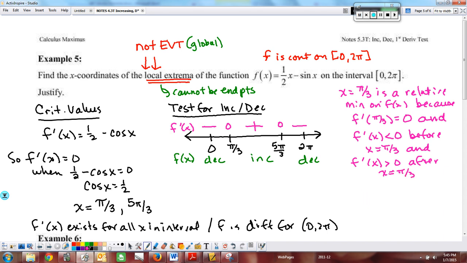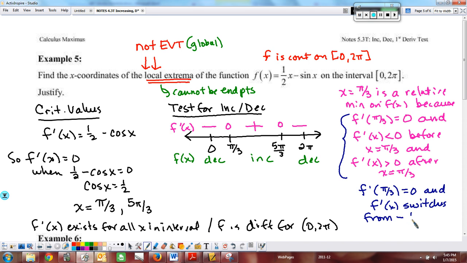Now, sometimes we get a little lazy. I don't want to write that much each time. So we could replace this part right here, the because. Another way of saying this would be to say because f prime of pi over 3 equals 0 and f prime of x switches from negative to positive at x equal to pi over 3. Both of these would be valid justifications for this. All right, of course, we're not done, though. Okay, so it's this or that.